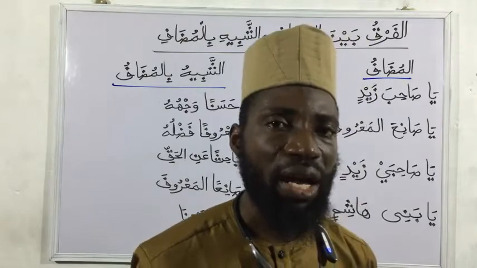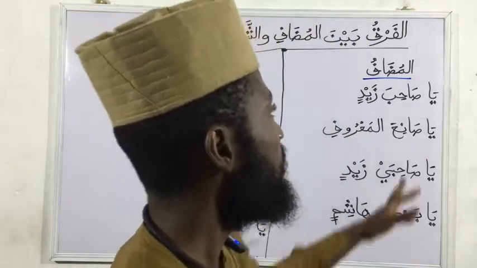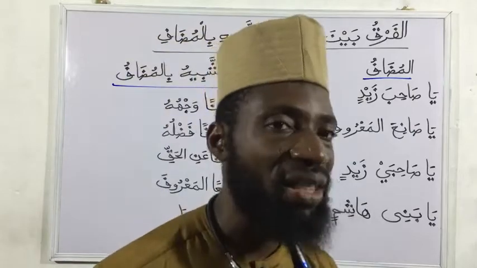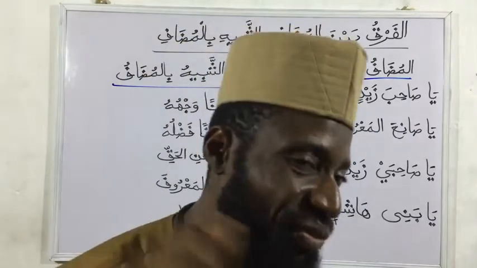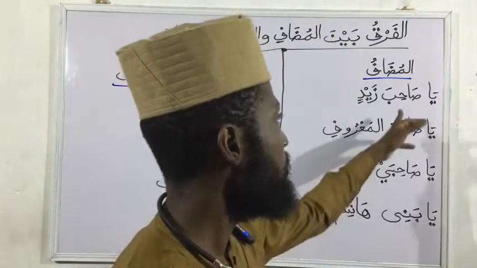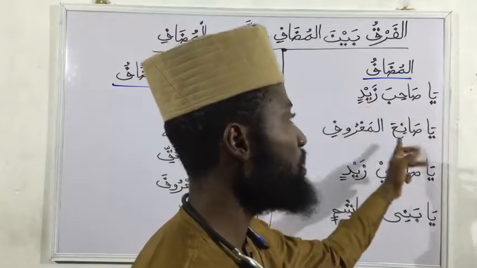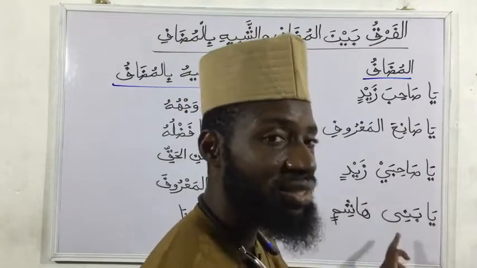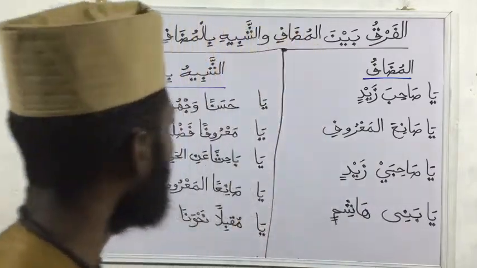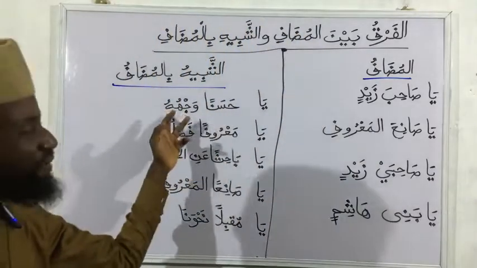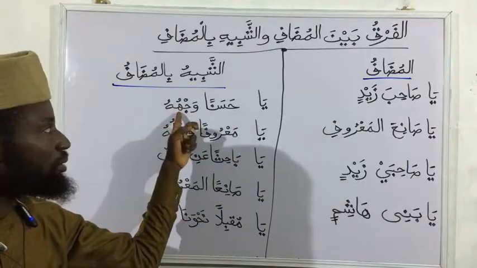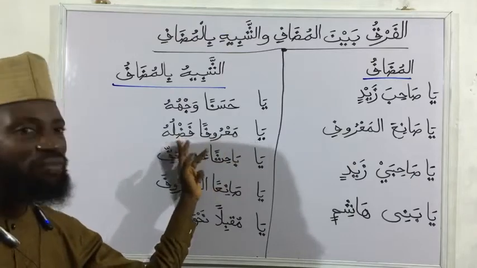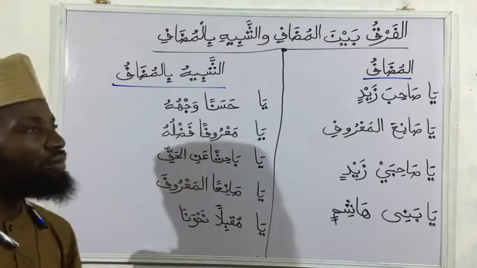The second similarity is that mudaf and shabih bil mudaf always have an effect on what comes after them. Like this one is resting on this and taking jar, this one is resting on this and taking jar. If you see this one too, this Hasan has an effect on this, that is why this wajhu is taking raf'. You can see this ma'ruf has an effect on this fadlu, that is why this fadlu is taking a dhamma.